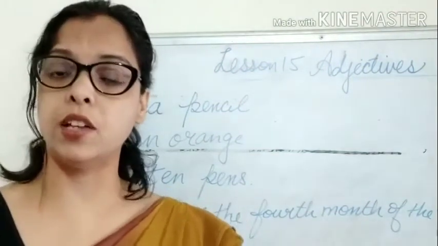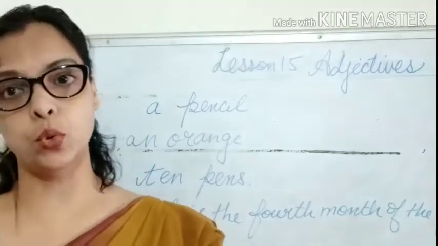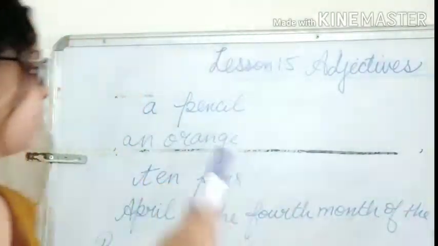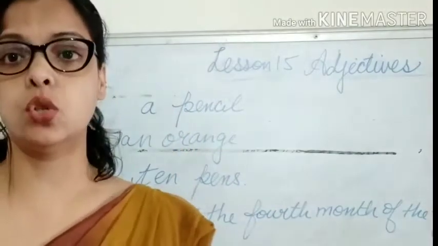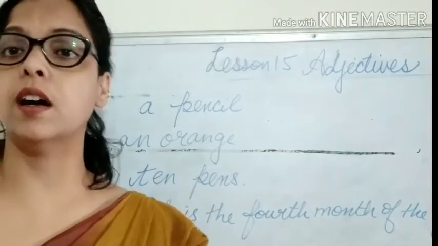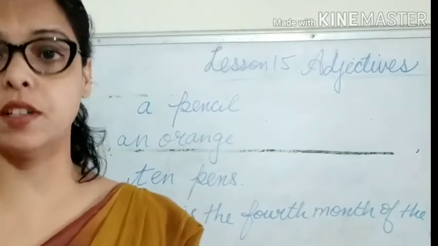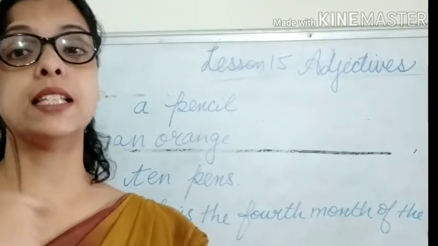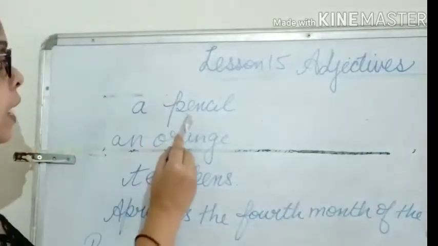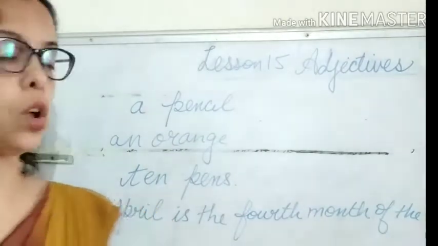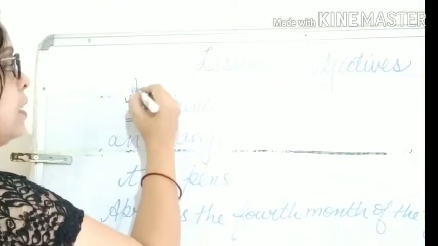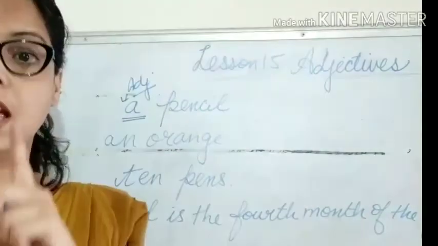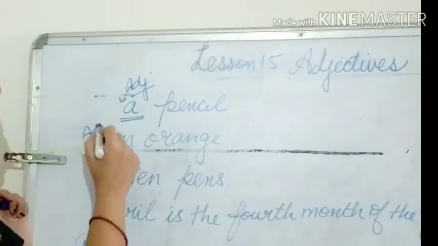As I told you that colors can be adjectives, likewise numbers too can be used as adjectives. Yes, we can use numbers also as adjectives. For example, if I say a pencil, give me a pencil. So a means what? A means one. And an, give me an orange, give me an apple. An also means one. So a and an both mean one. So a pencil. How many pencils? One pencil. So here a can be used as an adjective. Give me an orange. How many oranges? One. An orange. So this is also used as an adjective.